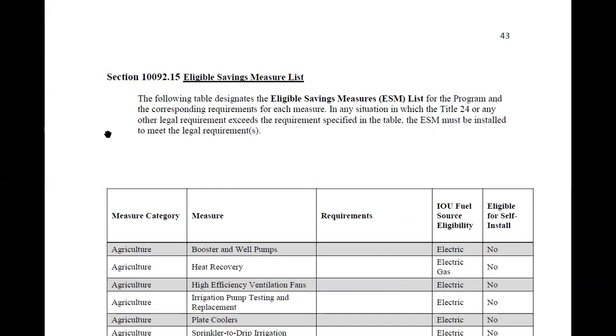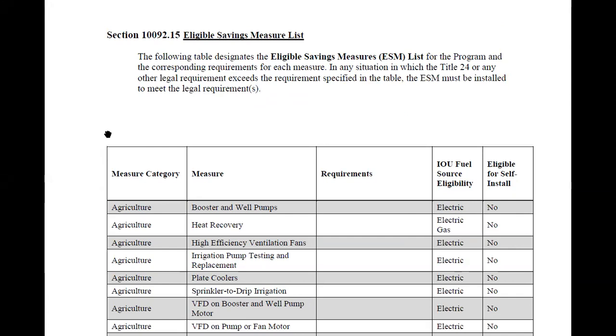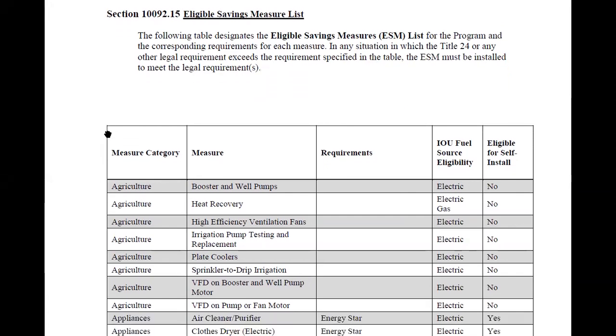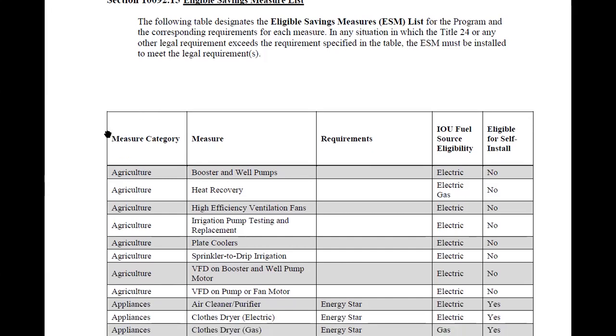Okay, we are now displaying the beginning of the eligible saving measures list. So I think we want to make the point here that maybe we can scroll through it a little bit. It's easier to see in the regulations text that we sent you, but it's also in the back of the slide deck as an appendix.